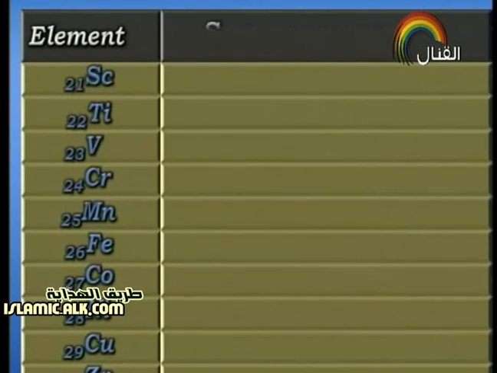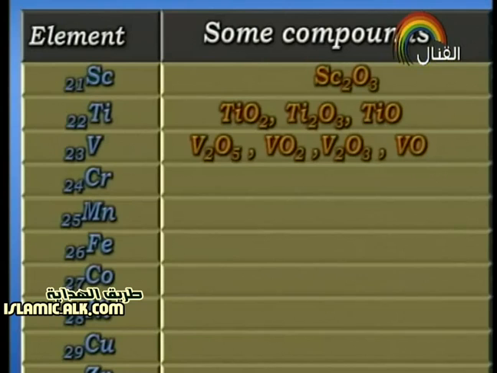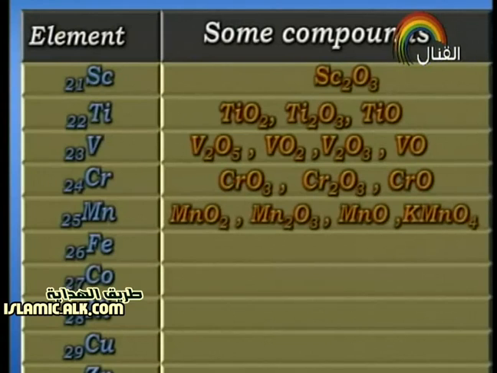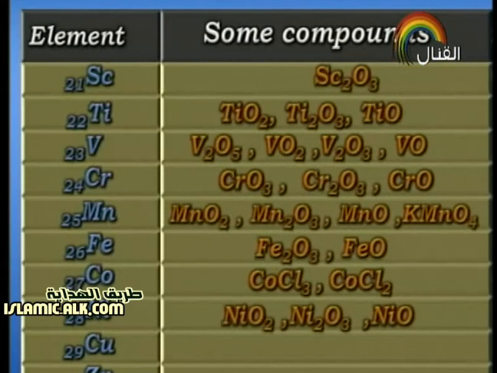So we are going to discuss some compounds of these elements: Sc2O3, TiO2, Ti2O3, TiO, V2O5, VO2, V2O3, VO, chromium CrO3, Cr2O3, CrO, manganese MnO2, Mn2O3, MnO, and KMnO4, and Fe2O3, FeO, and cobalt CoCl3, CoCl2, nickel NiO2, Ni2O3, NiO, and copper CuO, Cu2O, and zinc oxide ZnO. As shown on the screen, there are different oxidation states for oxides of these elements and other compounds.